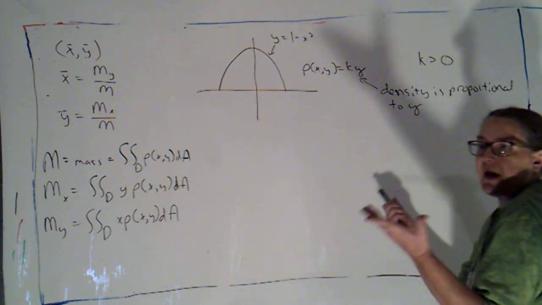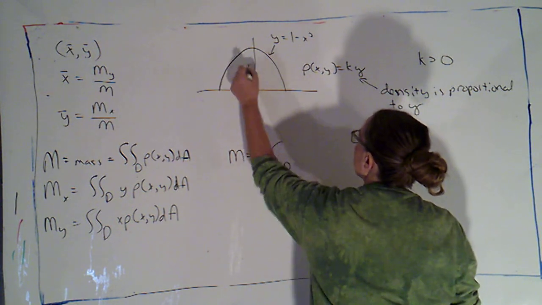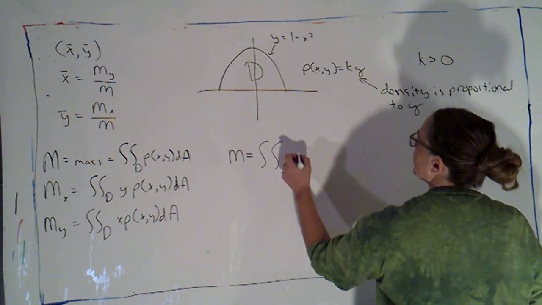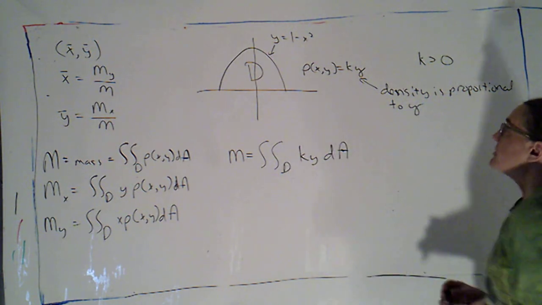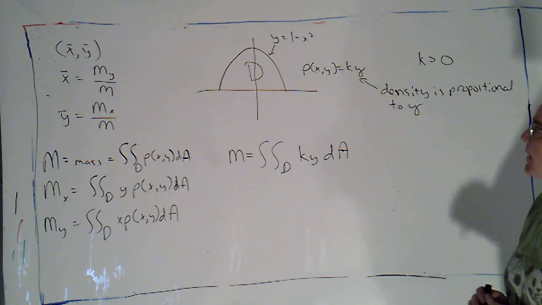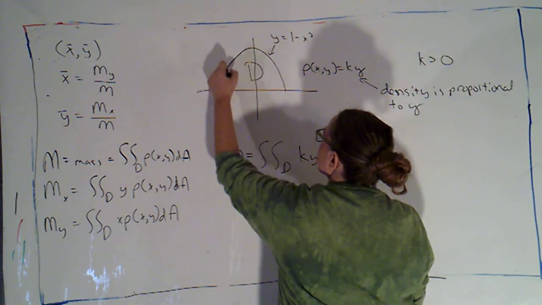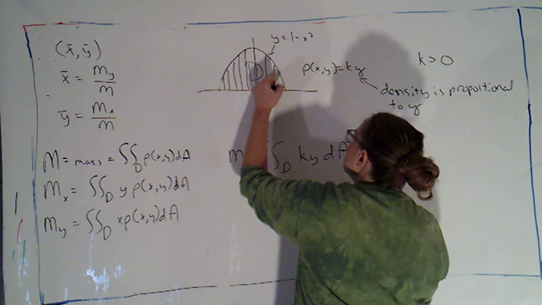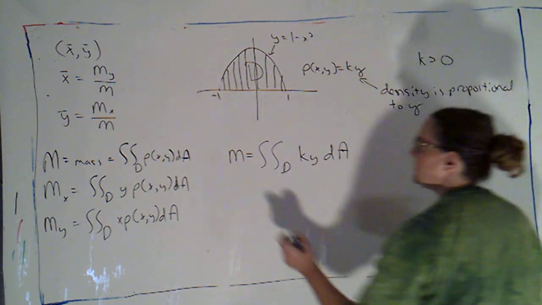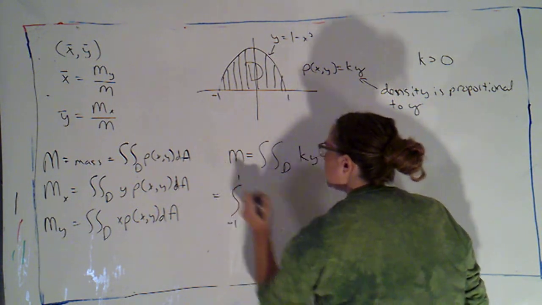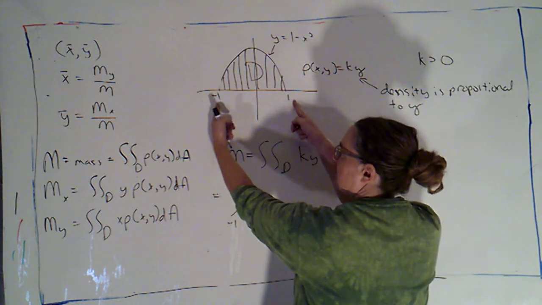I'm going to start by finding the mass. I'm just going to work my way through in order. So the mass is the double integral over D, we'll just call this region D, of the density function, k times y, dA. So I need to decide how I'm going to slice D up. Looks like we were given a formula for the top boundary, and the bottom boundary is just y equals 0. So I'm going to slice things this way, and notice that this parabola would intersect the x-axis at -1 and 1. So we're going to integrate from -1 to 1. That's going to be my dx. That's telling me where the slices start and where they end.